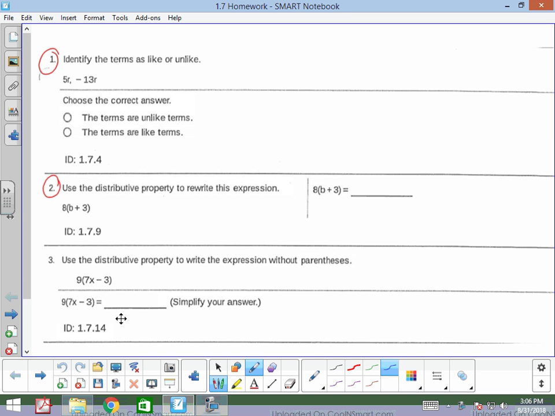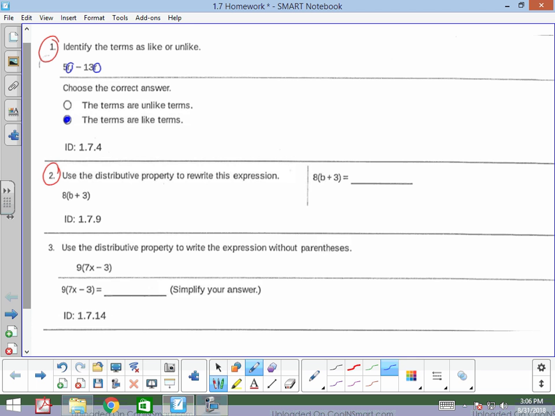Since they both have the letter R, then they are like terms. They both have the same variable, and those variables have the same exponent. Those are both r to the first power. So those terms are like terms.